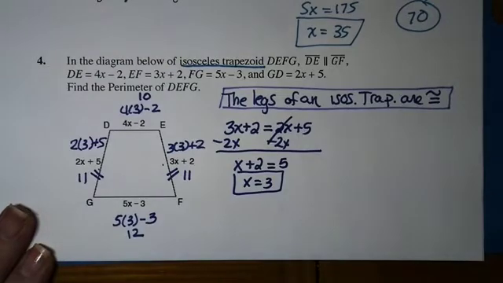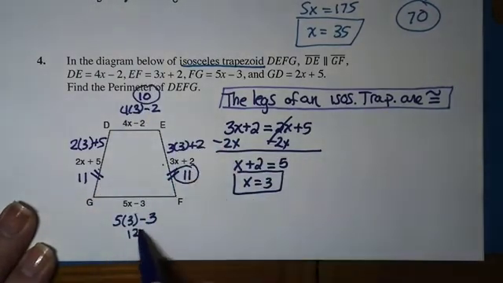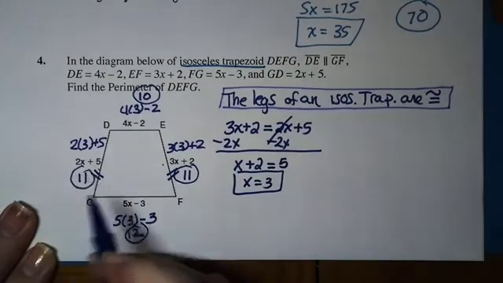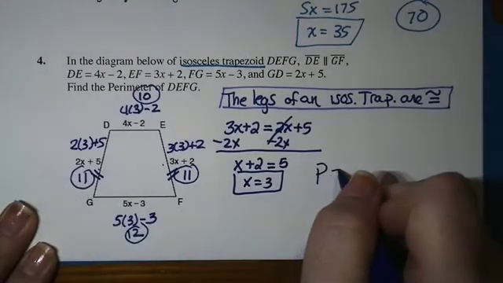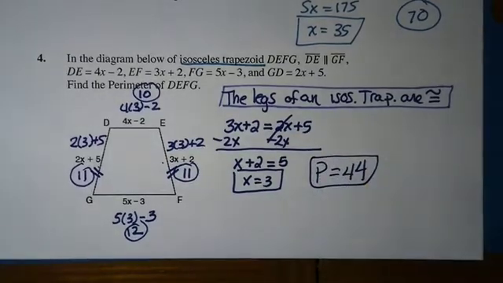So you have all of the sides there. Your perimeter is just 10 plus 11 plus 12 plus 11. So the perimeter is 44. All right, very well done.